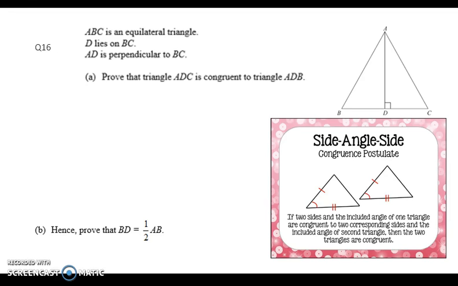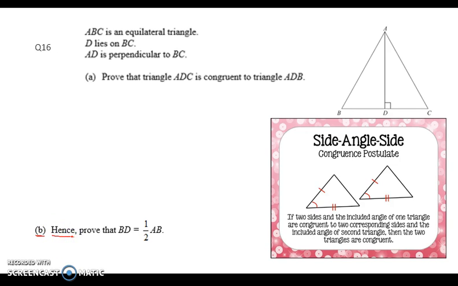Okay, question 16 Part B is talking about a proof that BD, so the line BD, this line here, is half of AB. So why is this line here half of this one? Well, might seem obvious, but we've got to write down why and prove why. And it also says hence.